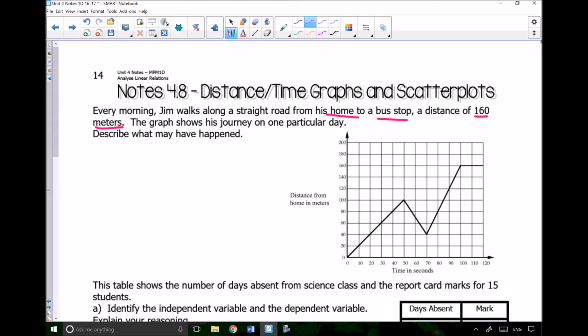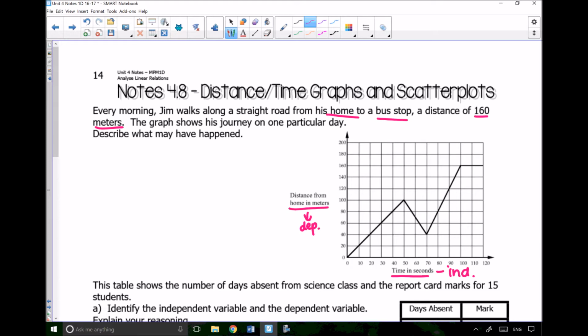All right, so first thing we need to do is look and see what my x and y axes are labeled. So the time in seconds is my independent variable. So the time is just going to keep going. The distance from home in meters is my dependent variable. It depends on how much time has gone by. Okay, so we have to talk about what happened.